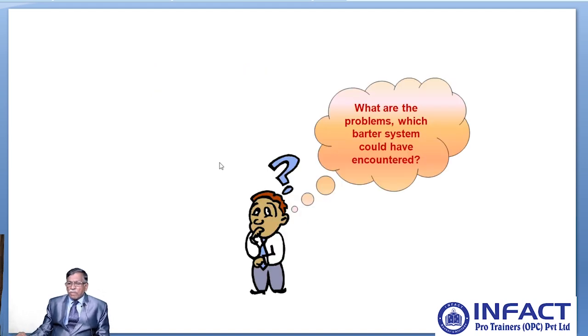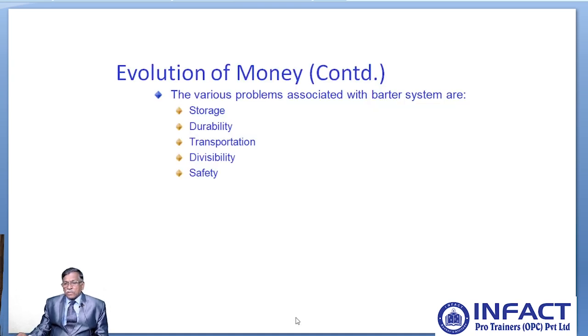What are the problems which the barter system could have encountered in those days? The various problems associated with the barter system are storage, durability, transportation, divisibility, and safety. There was a problem for storage, there was a durability issue, and there were problems to transport goods from one place to another. Whatever product you get in exchange for your own product, you cannot divide it. And sometimes they faced problems in safeguarding it. These are the problems faced by our people during the barter system.